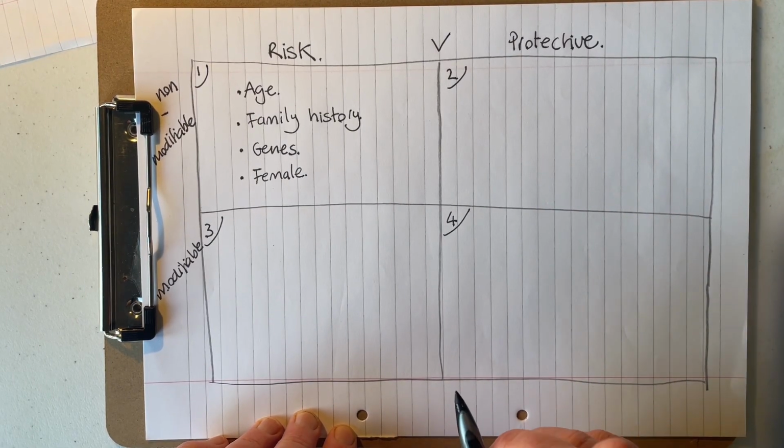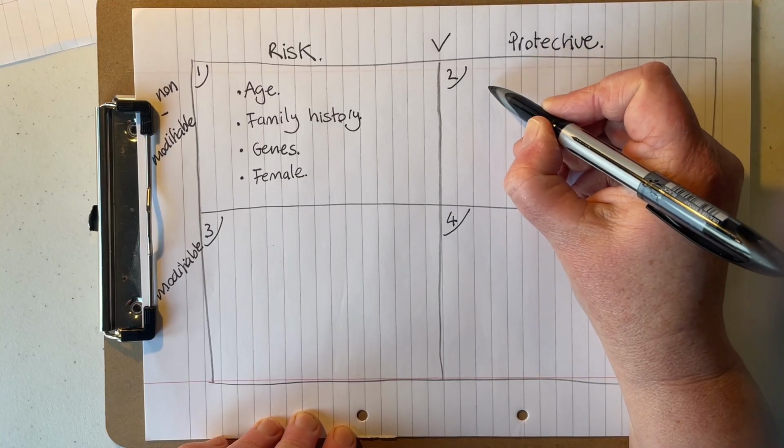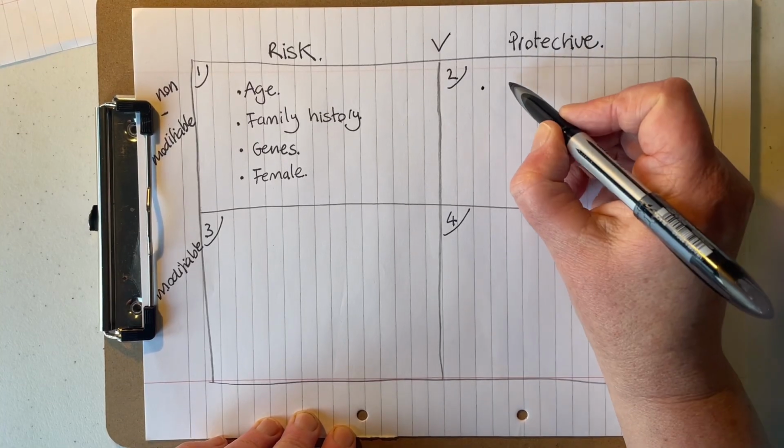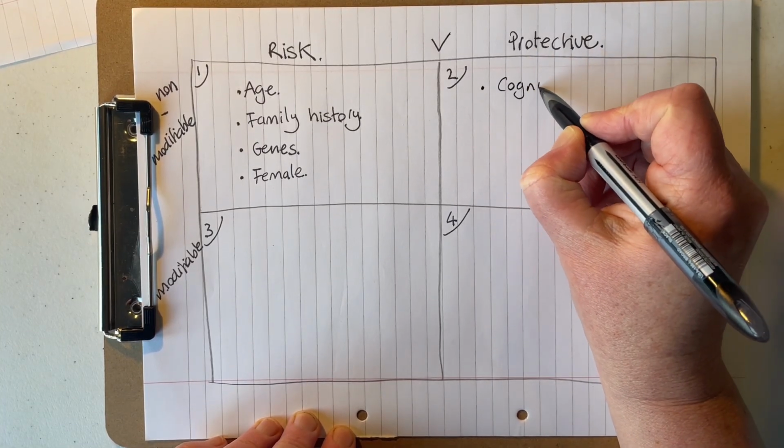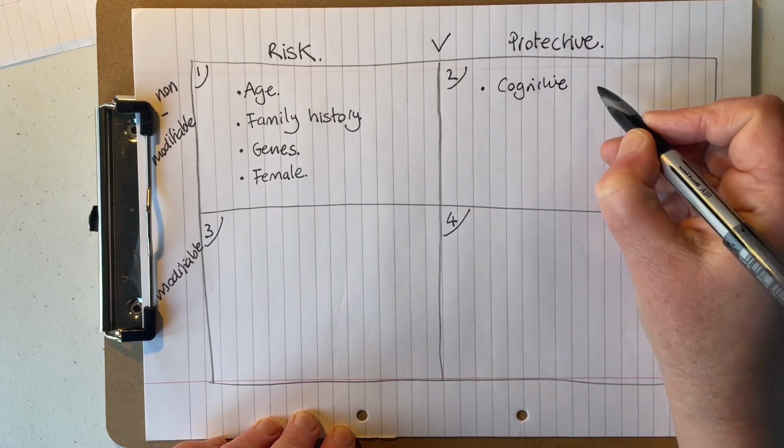Okay, so the main thing that protects you from Alzheimer's, or one of them, is called your cognitive reserve.